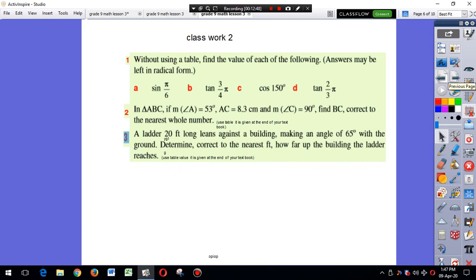Here we have the classwork. Without using a table, find the value for each of the following. Answers may be left in radian form. You can just leave the answer in radian form, not worrying about expressing them in degrees. You are expected only to do the first question. Questions number 2 and number 3, you are expected to do after the end of lesson 3, not at this time.